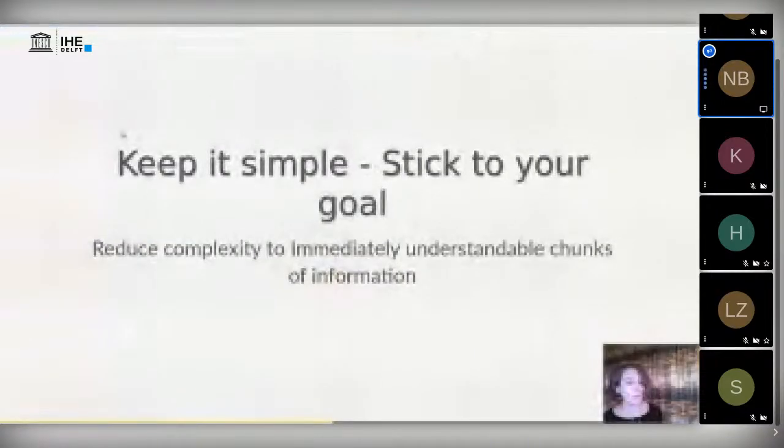So just keep it simple. Always remember what the goal is, what it is you want to achieve, and then reduce the complexity so that people can go through your application in small steps and get immediate chunks of information that they can grasp and understand.